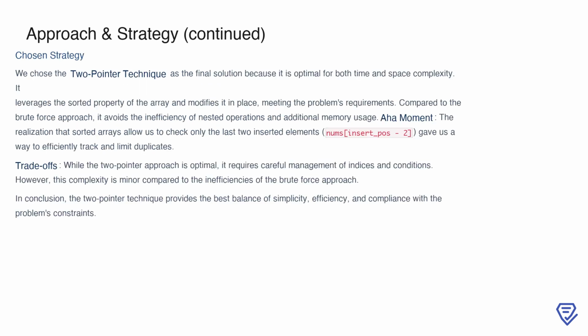space. Ultimately, we selected the two-pointer technique as our final strategy because it is the most optimal solution in terms of time and space complexity. By leveraging the sorted nature of the array, this method allows us to efficiently track and limit duplicates, all while modifying the array in place.